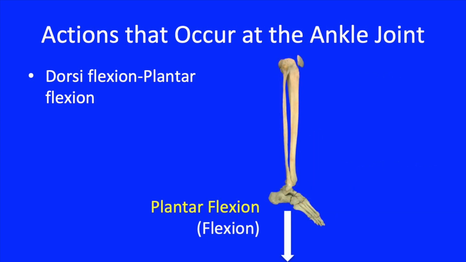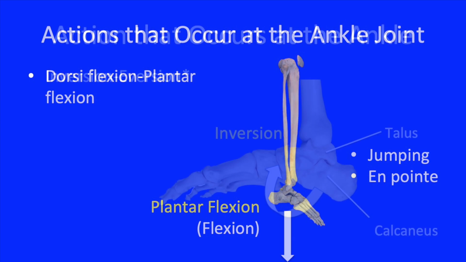The reverse action of dorsiflexion is plantar flexion. A good example illustrating this activity is when we jump, or when a ballerina dances en pointe. The foot acts as a lever to propel us upwards.